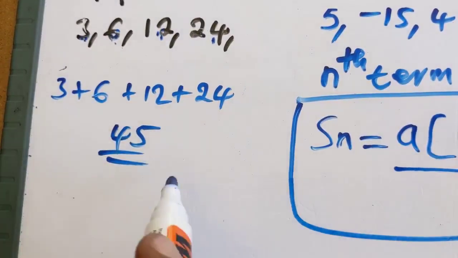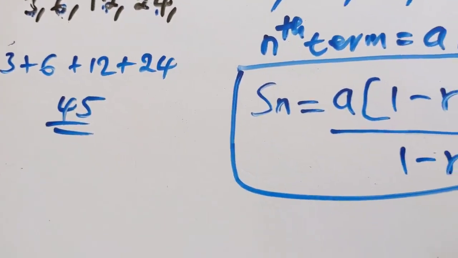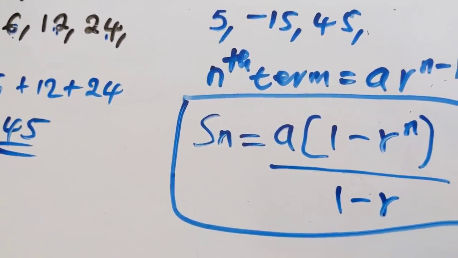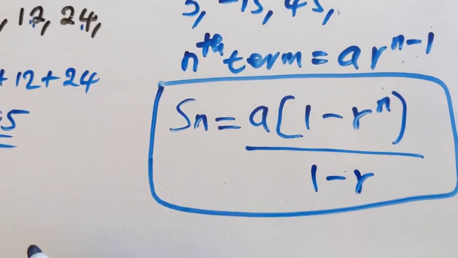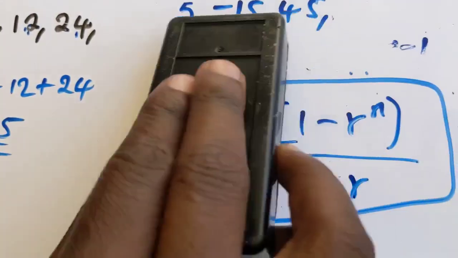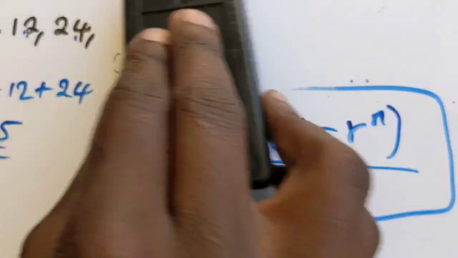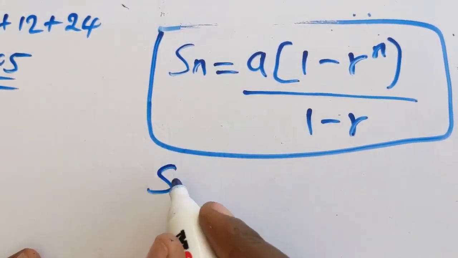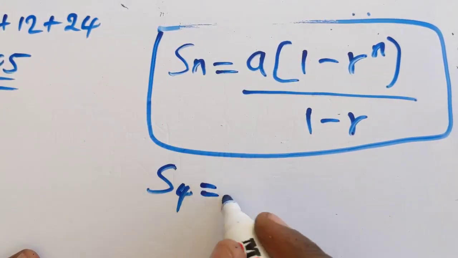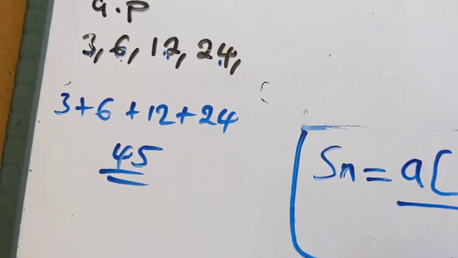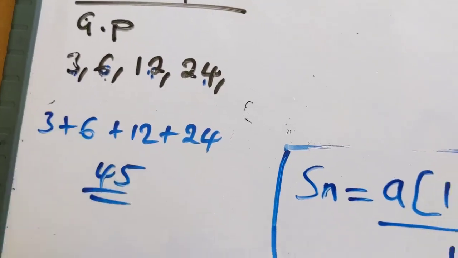Now let's confirm the answer with this formula. Suppose you are asked to find the sum of the fourth term. Let's confirm it using the formula right here. So the sum of the fourth term is what we are looking for. Here we say S4 equals a, the first term. What is the first term here? It is 3.